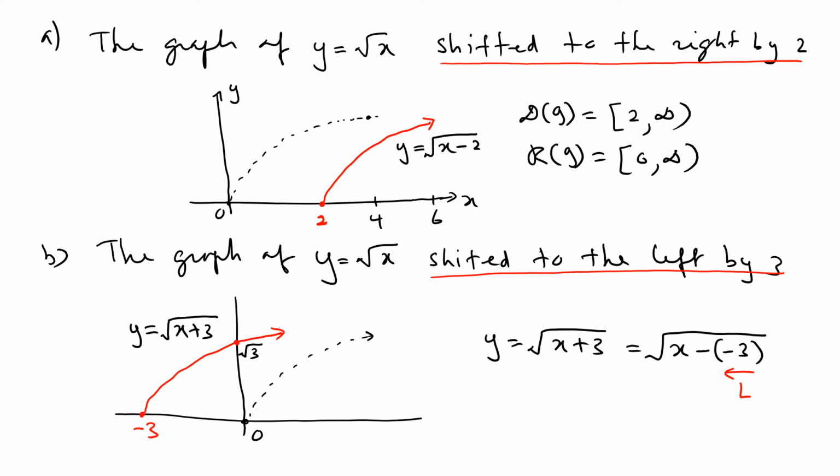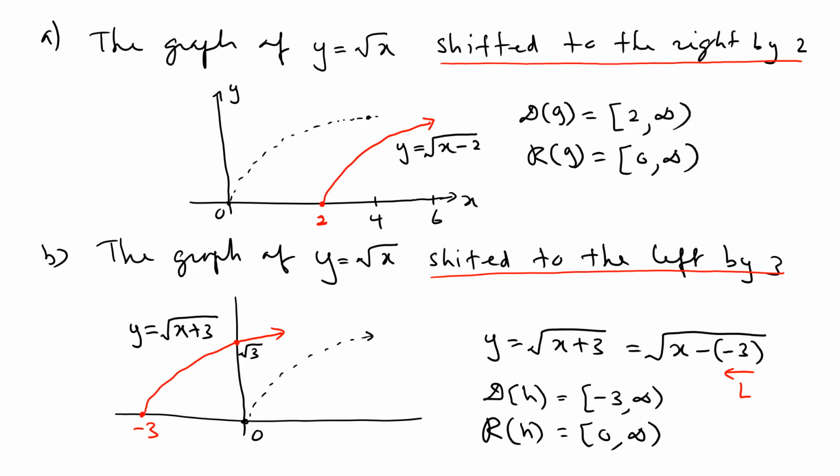Okay, so let's look at the domain and range. The domain is the only one that changes. In this case, I think we call this h. So the domain of h changes. It's going from -3 to infinity. Since it is an inside change, there is no change in the vertical direction. That means the range is still the same, 0 to infinity. Good. So that is how you do a horizontal shift.